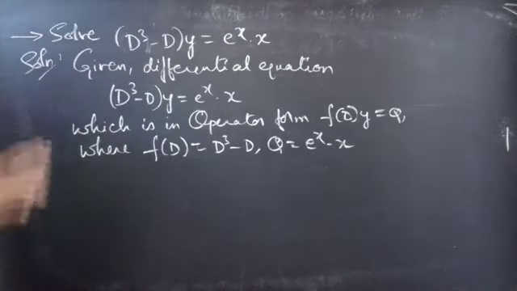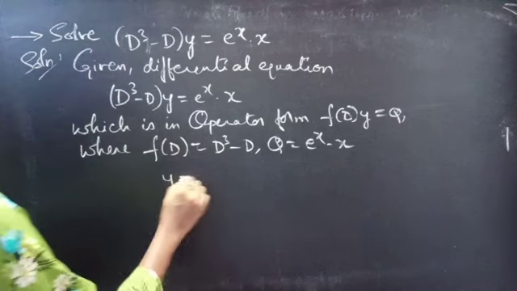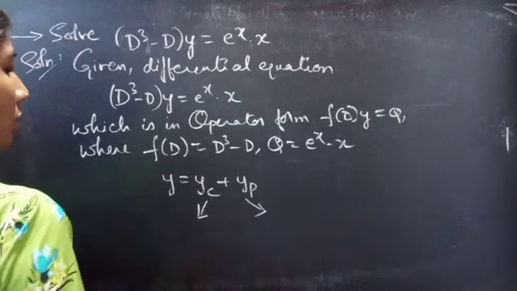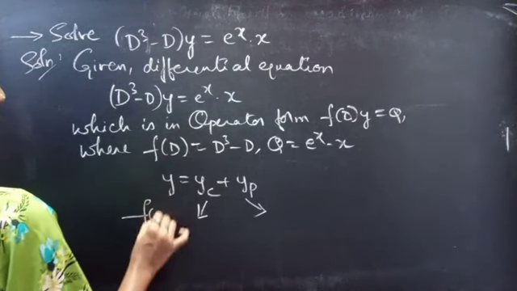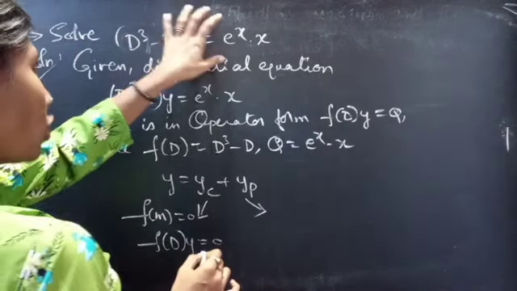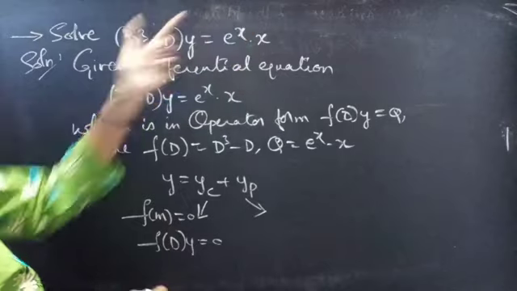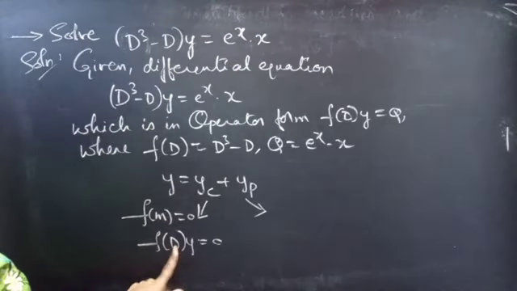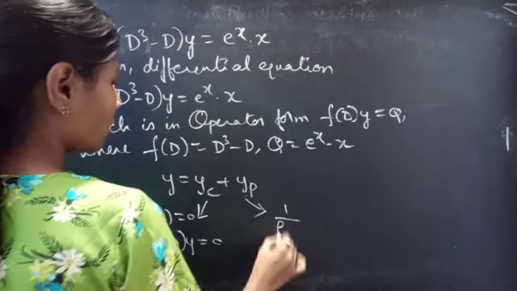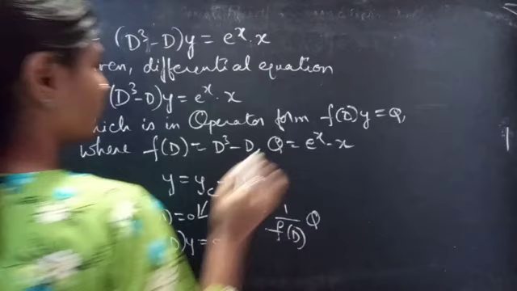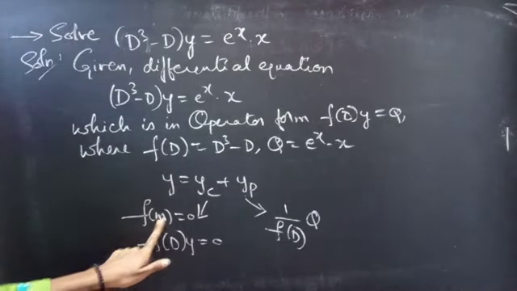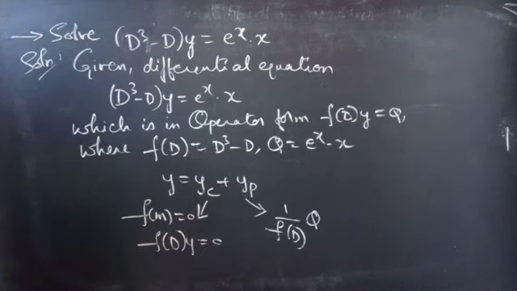Now we need to find the general solution to the given equation, which is given by y equals yc plus yp. Here yc is the complementary function, yp is the particular integral. We'll find yc using the roots of the auxiliary equation of the homogeneous equation of the given non-homogeneous equation. Simply by putting Q equals 0, we'll get F of D into y equals 0, which is the homogeneous equation of the non-homogeneous equation. So we'll find yp using 1 by F of D into Q. Firstly, let's find roots of the auxiliary equation to write yc, and later we'll go for yp.